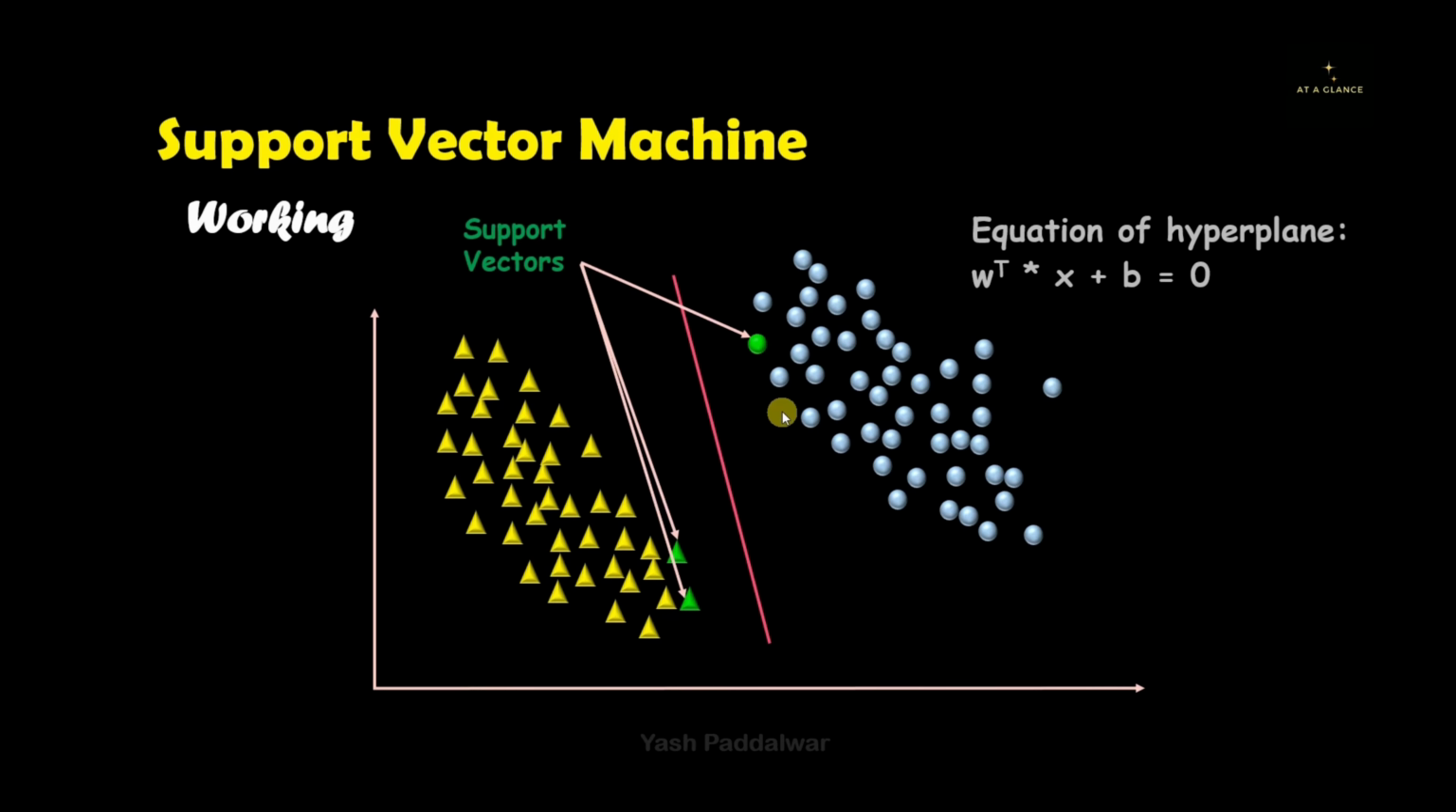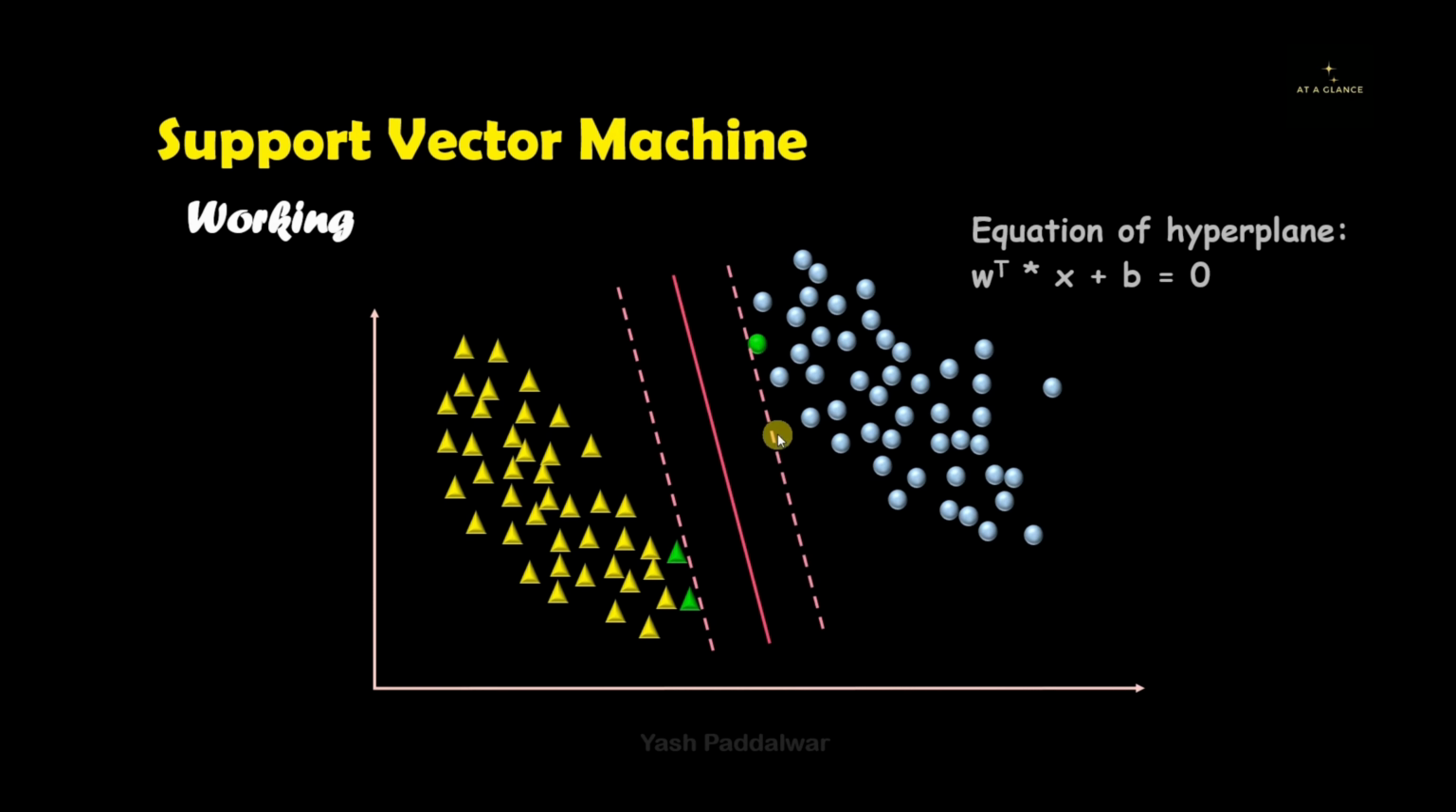These are nothing but the data points that are closest to the hyperplane from both the classes. Now once we find the support vectors, a line is drawn from each support vector which is parallel to the hyperplane. So here you can see that we have drawn two lines parallel to the hyperplane passing through the support vectors from both the classes.